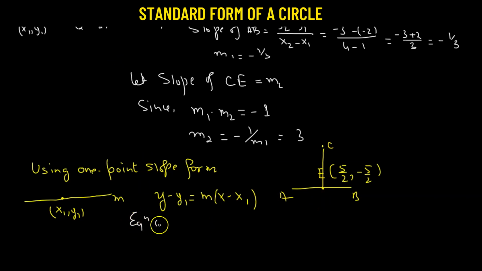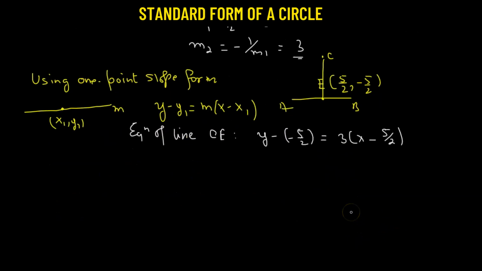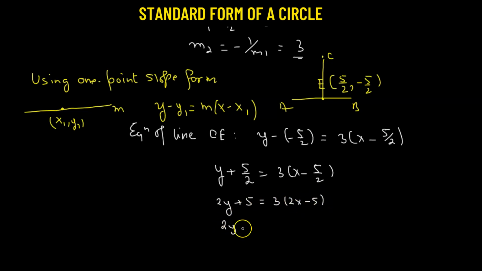So the equation of line CE: we have y minus y1, where y1 is negative 5 over 2, equals the slope of line CE, which is positive 3, times x minus x1, where x1 is 5 over 2. Let's simplify. We get y plus 5 over 2 equals 3 times x minus 5 over 2. Multiplying throughout by 2, we get 2y plus 5 equals 3 times 2x minus 5. So we get 2y plus 5 equals 6x minus 15.